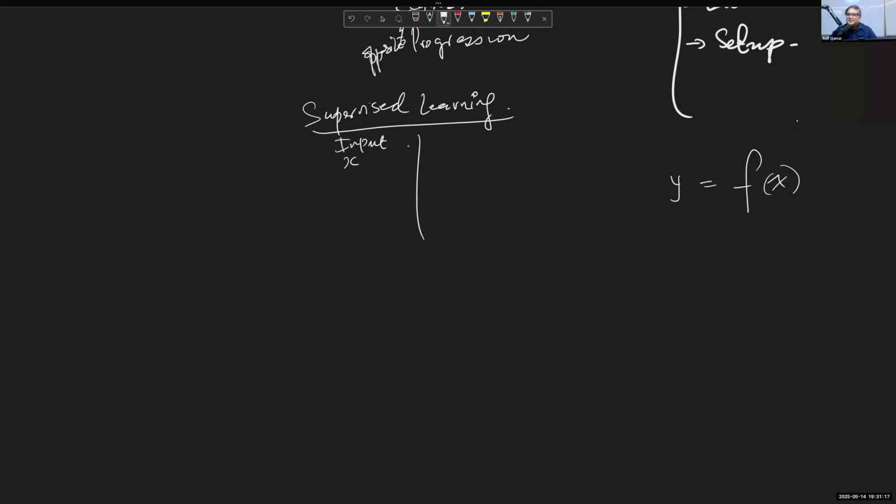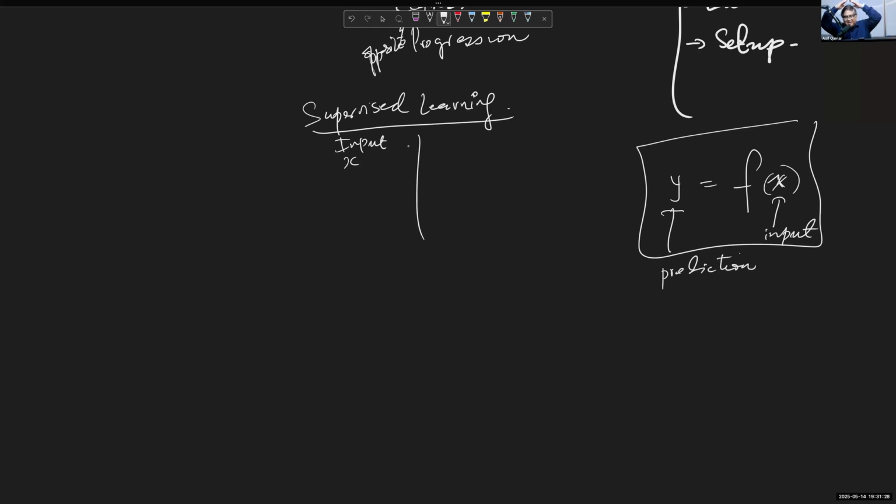Nevertheless, they are functions. So supervised learning is an algorithm, which is basically this. If you give it an input, it will produce what is called a prediction. Now, predictions in machine learning generally wear a hat. You want to distinguish it from the ground truth.